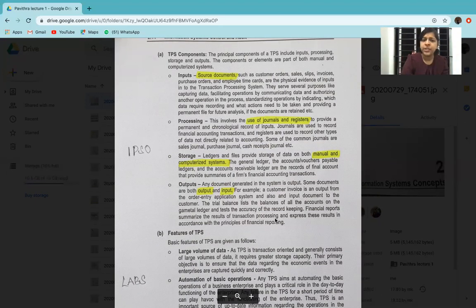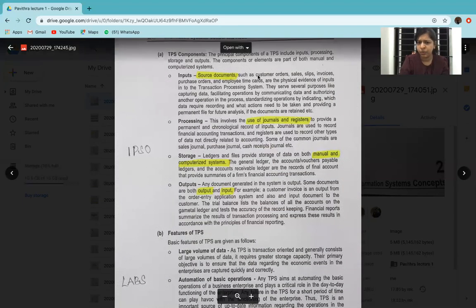Inputs is our source documents, like I said before. That is the customer orders, sales invoices, purchase orders. So inputs are our source documents. They form the very starting point for anything in any system in an organization. So inputs, that is the source documents.